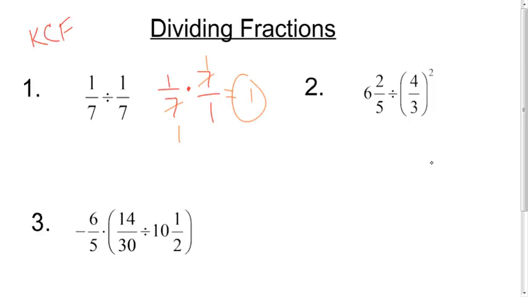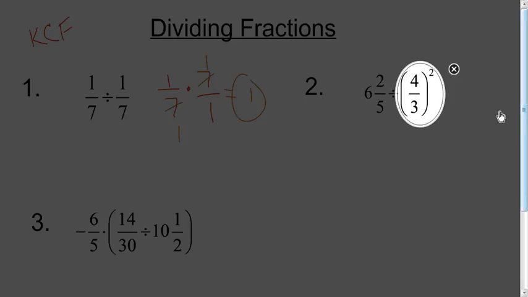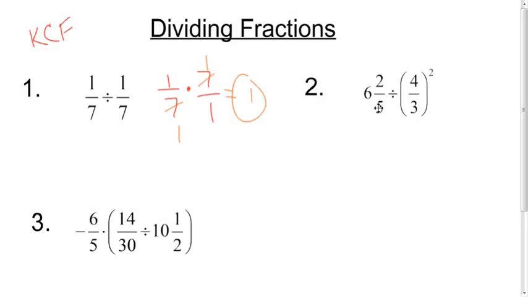Multiplying straight across, you just get 1. So in number 2, where we have 6 and 2/5 divided by 4/3 squared, just a little bit of a curveball here, trying to incorporate the idea of order of operations. You do have an exponent here that needs to happen first. I can convert this to an improper fraction and go 5 times 6 plus 2 is 32, so 32 over 5. I'm still going to write divide because I'm not changing this yet, but I'm going to square the 4 and square the 3 and get 16 over 9.